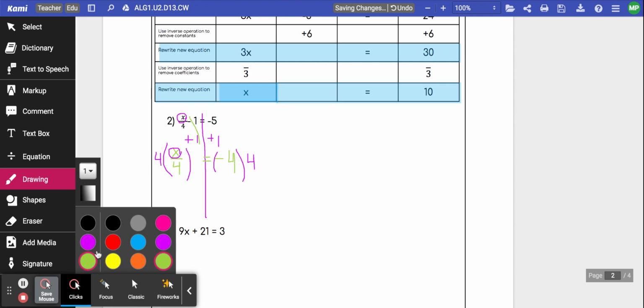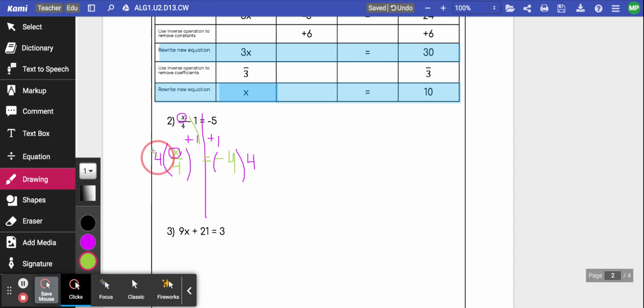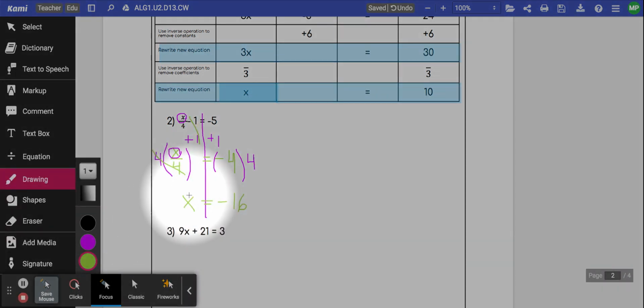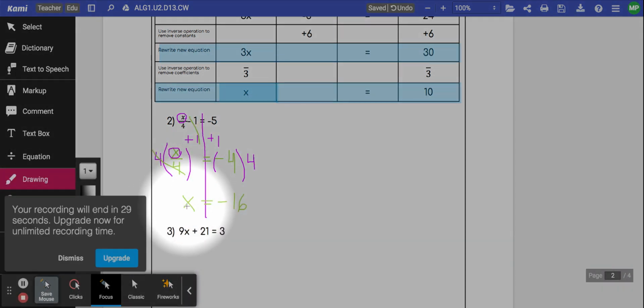Okay, and I'm going to use my other color again. x divided by 4 times 4 turns to just 1x. And on the other side, 6 times 4 becomes 24. And now that my x is totally alone, I know that I'm done.